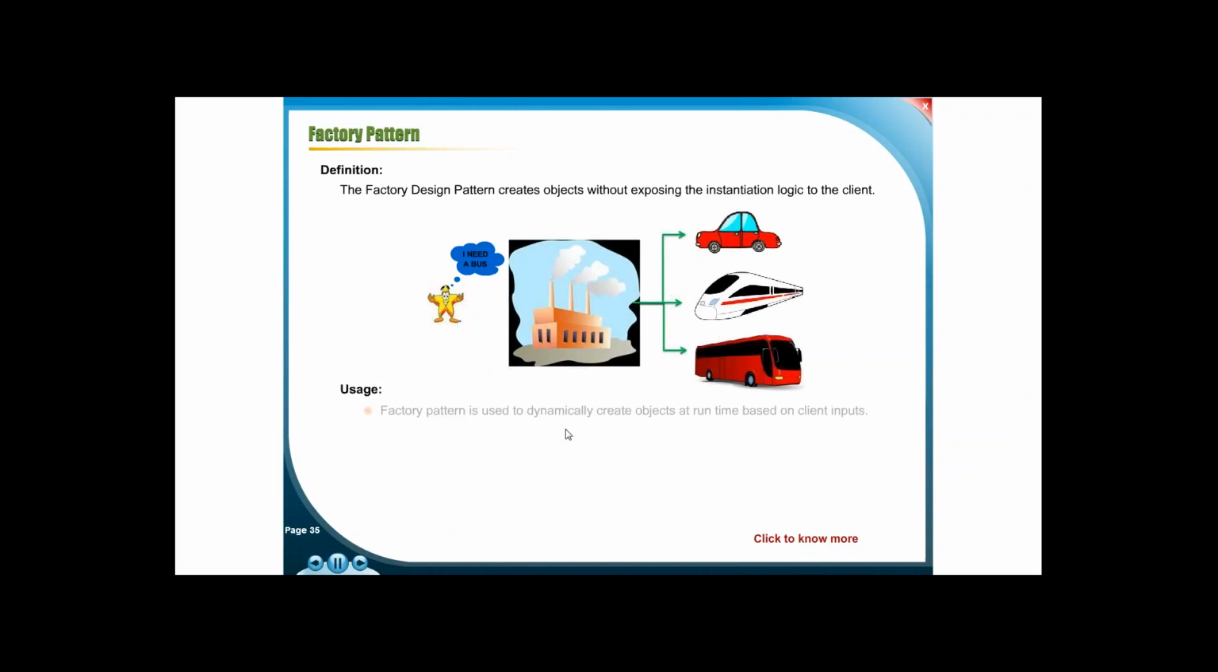And the factory pattern is used to dynamically create objects at runtime based upon client input. That's what the client is giving. Hey factory, I need a car object. Then the factory intelligently chooses the car object and gives it. So it happens at execution time. Benefits. It loosely couples two layers, by which changes in one layer do not affect the other layer. This is the reason why we go for the factory pattern. Loosely coupled. Changes in one layer will not demand or will not affect the other layer.